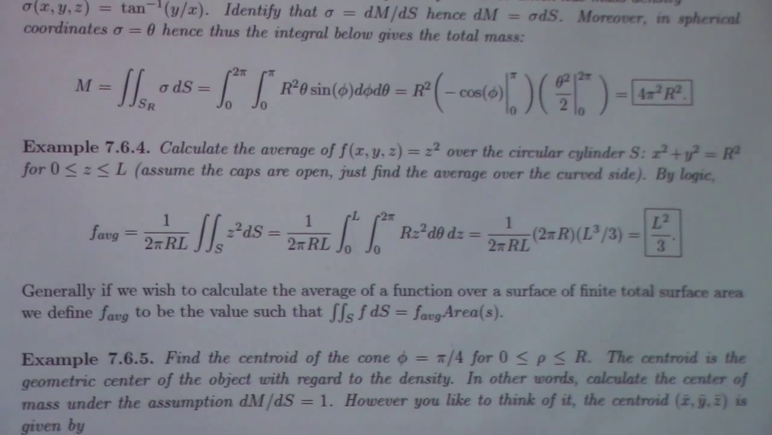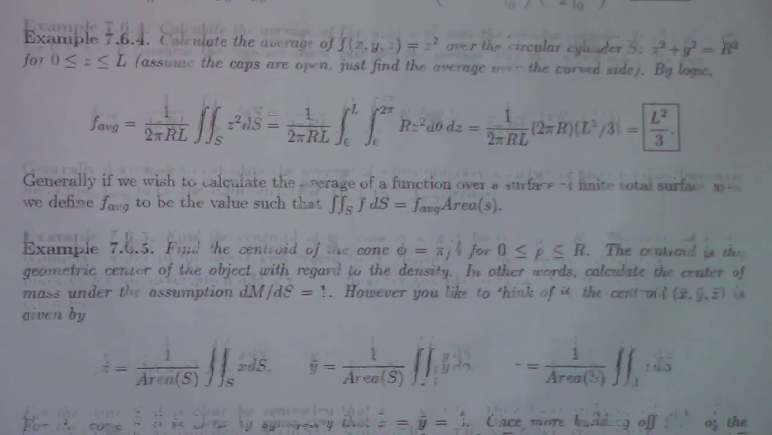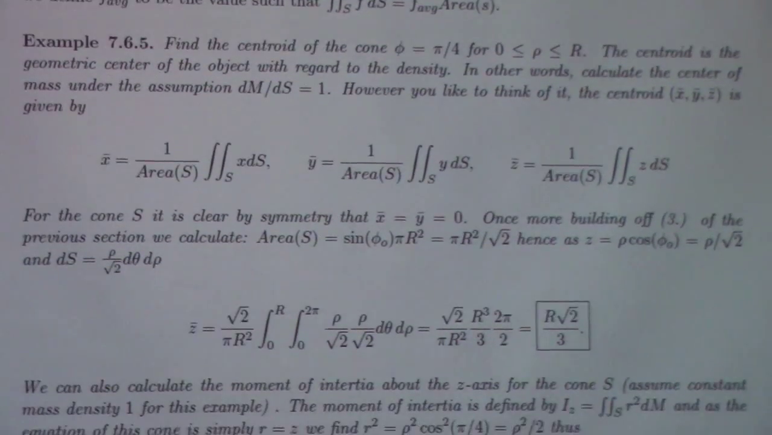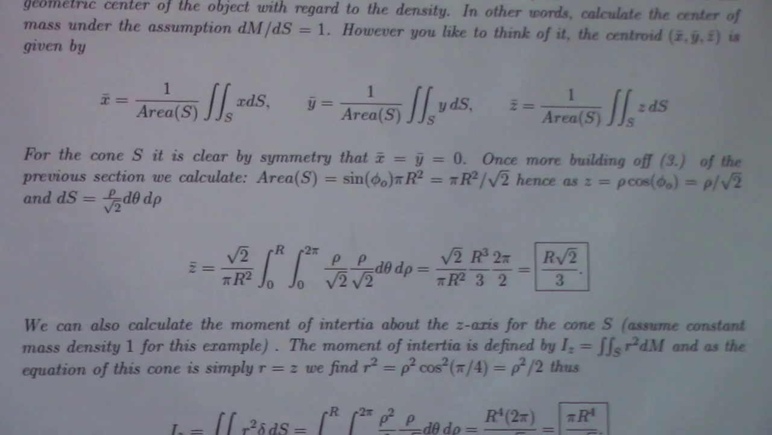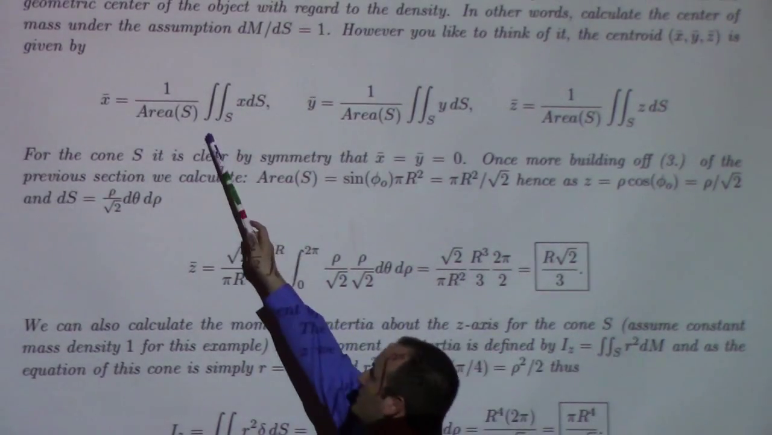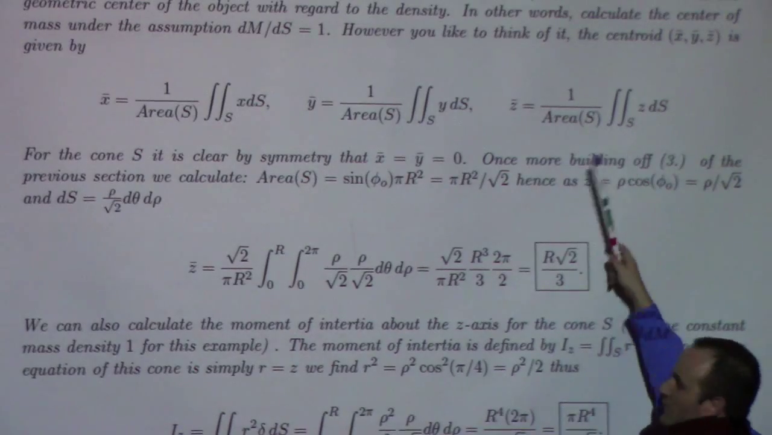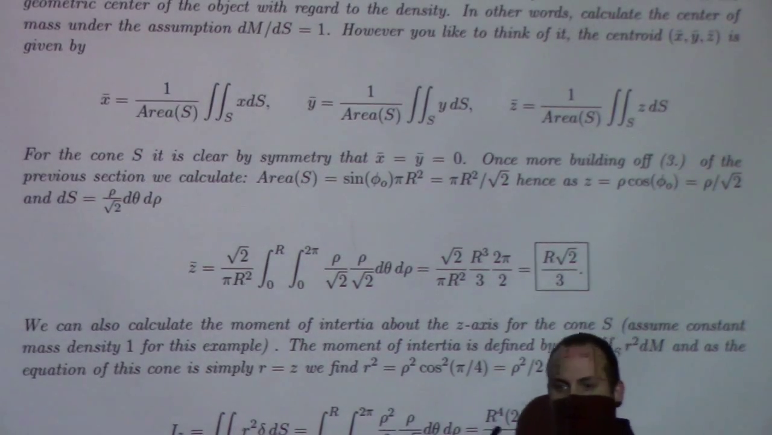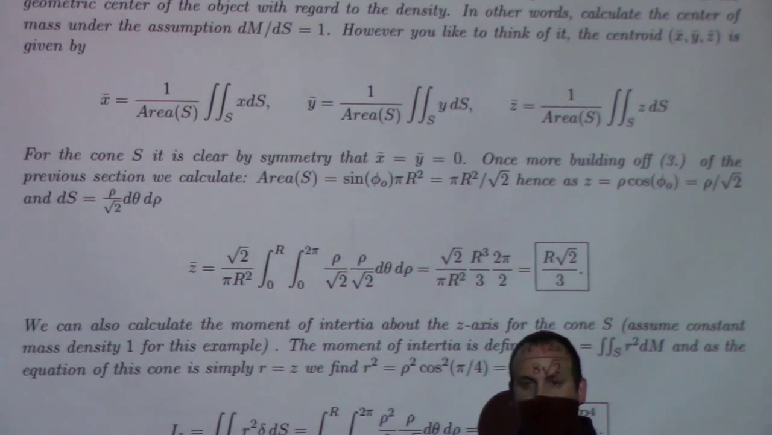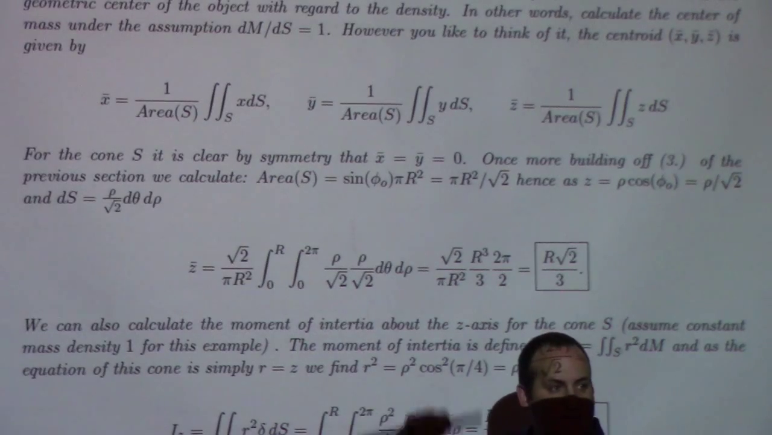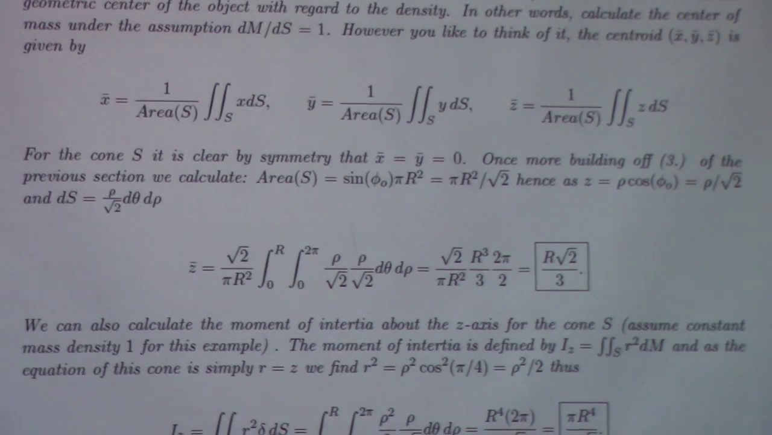Okay, so that's the notion of an average. How about a centroid? Find the centroid of a cone. Here it is, the centroid of a cone, the pi over 4 cone. Here are the definitions: 1 over the surface area of the cone, integrate x over the surface; 1 over the area of the surface, integrate y over the surface, integrate z over the surface. Of course, it's a cone, so by symmetry you immediately know that x bar and y bar are 0, because the cone has the z-axis in the middle. It's clear the centroid has to be on the z-axis, everything else being equal. So we immediately know that x bar and y bar are 0 by symmetry.